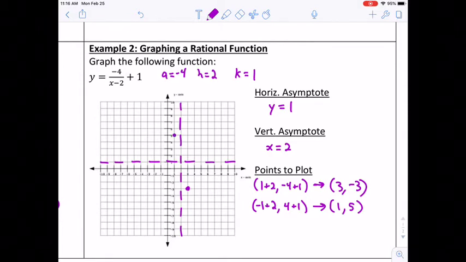And so now you know that your two curves are going to be in the top left and the bottom right. And now you just draw your curves in without going over the asymptotes. And you've graphed your second graph. And if you follow those rules, you'll be able to graph any of these.